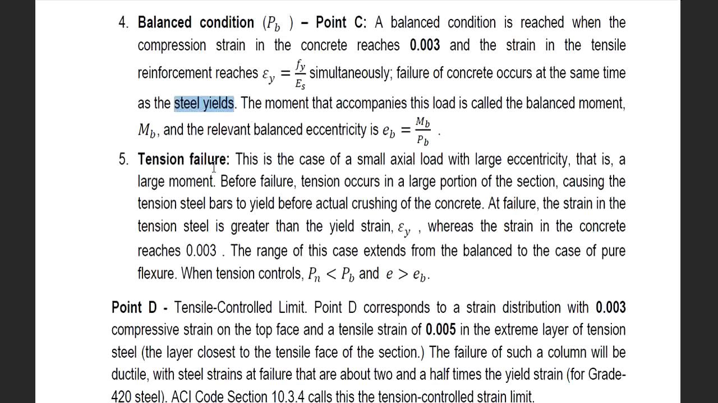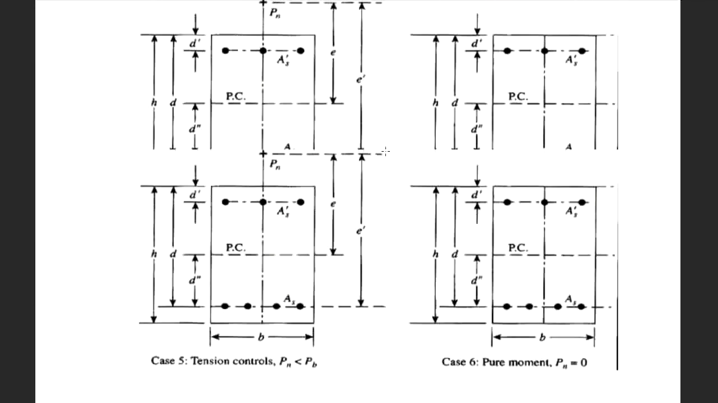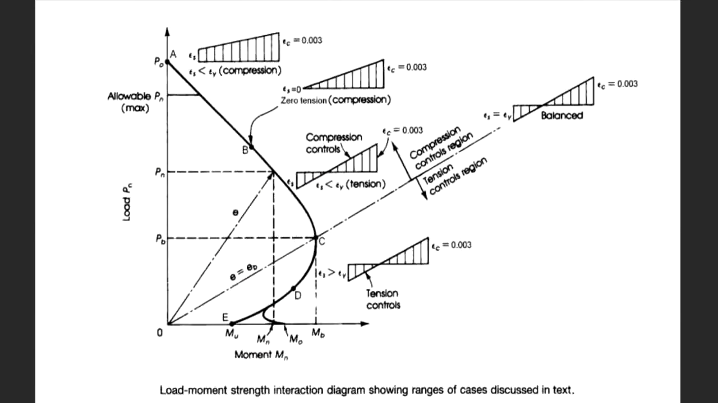Now tensile failure. Tensile failure is shown in point D. So till here what we can say is we can divide this entire curve in two parts. One is compression zone, another one is tension zone. So till here concrete reaches its maximum value. Whenever the concrete reaches its maximum value, it will try to transfer the loads to the steel, and from here the strain in steel increases.